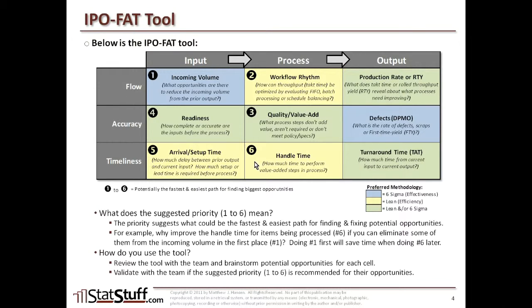The last thing I wanted to point out on here is you'll notice that each of these boxes have different colors. The colors are associated with the type of tools or methods that you might find associated with whatever opportunities you find in a particular box. For example, in the first one here for incoming volume, what are the things that you're getting that you shouldn't be getting? Well, you might find yourself using more of the Six Sigma type of tools or methods in order to help work that. Versus this next one, workflow rhythm.